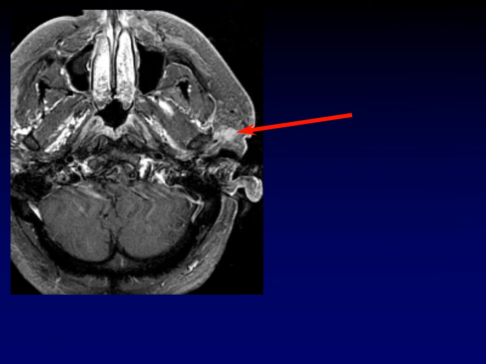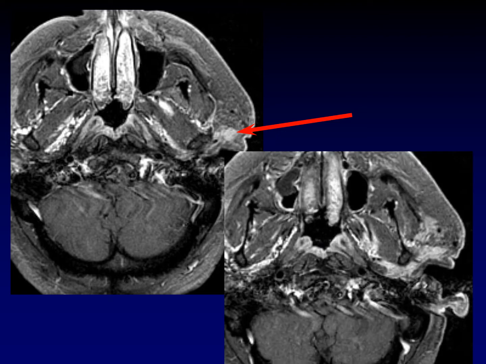Here's a mass that arose within the parotid gland. And this is an aggressive tumor. It happens to be adenoid cystic carcinoma. You might expect this tumor to run along the facial nerve and go intracranial. But instead, this tumor has taken a different pathway.